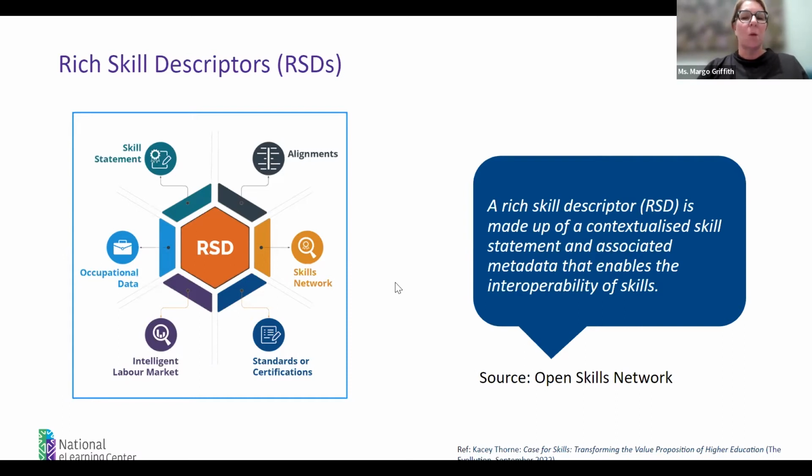So rich skill descriptors, I won't spend a lot of time on, but just know that they exist and know that there's a lot of work being done by numerous groups across the globe to embed as much information as we possibly can around this. And there's a source down below here in the slides, and make sure that we share that. The Open Skills Network in the US is doing a lot of work around rich skill descriptors.